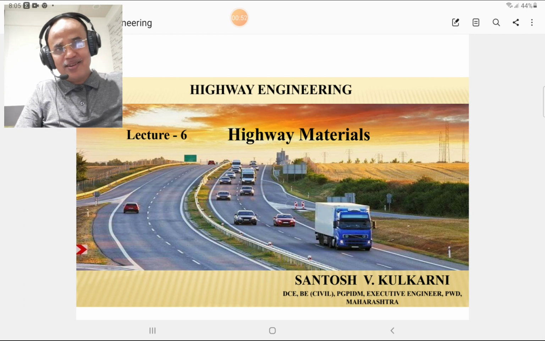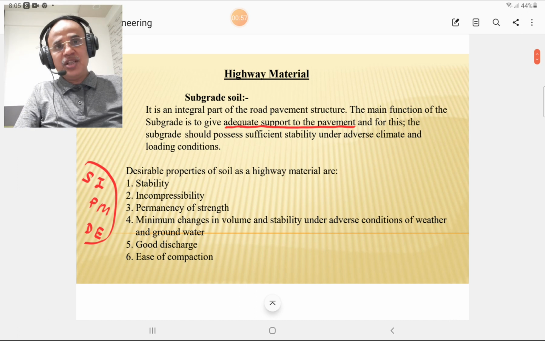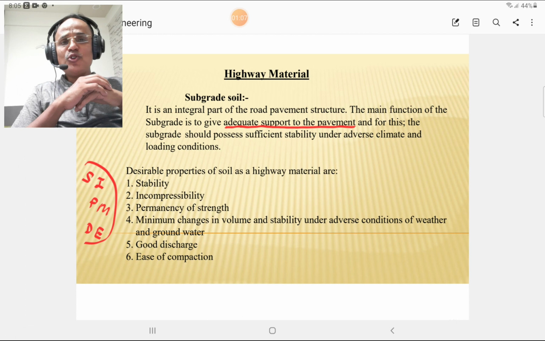So let us start with the highway material. First of all, you must know the highway is resting on the soil, and that soil is the subgrade soil, or that part is called the subgrade. So what is the importance of soil? Because soil provides the base to the pavement, it should have sufficient strength to take the load of the pavement, and also to take that load in adverse weather conditions as well as adverse groundwater conditions. So subgrade soil should be strong enough for that.